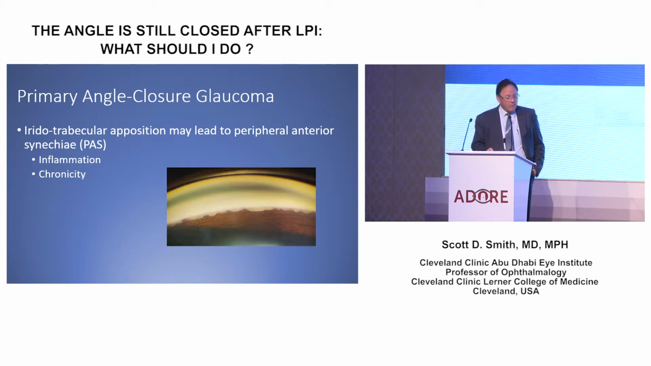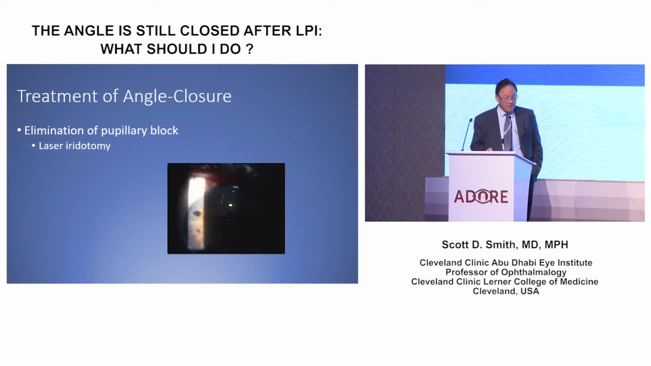Now, it's also important to recall that iridotrabecular apposition from angle closure or any other reason can lead to peripheral anterior synechia, with adhesions rather than simply apposition between the iris and the trabecular meshwork, when inflammation or long duration are present. And this is something we're also keeping in mind as we're examining these patients.